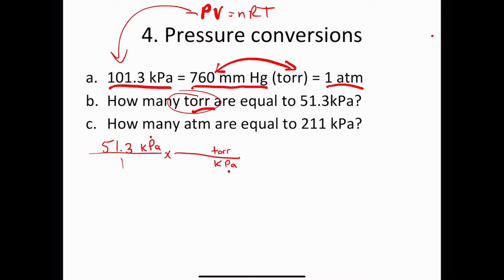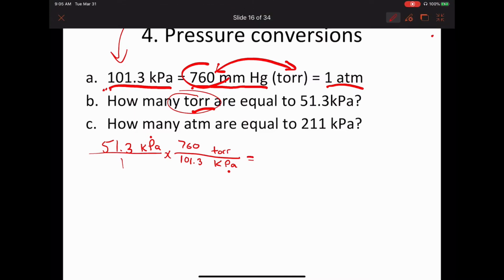And then you just use the conversion factors up here. So for torr, you would just put 760. And then for kPa, you'd put the 101.3. And then you would solve the problem. So if we change the color, we can cancel out the kPa's because they're on the top and the bottom. All we have left is torr. And to solve this, you'd put it in your calculator 51.3 times 760 and then divide it by 101.3.